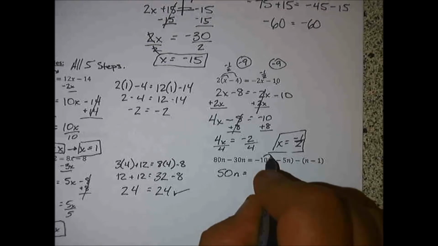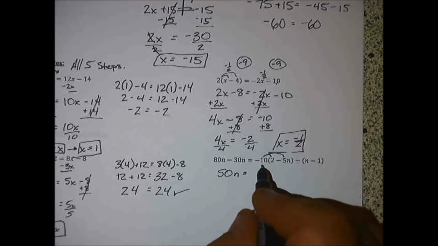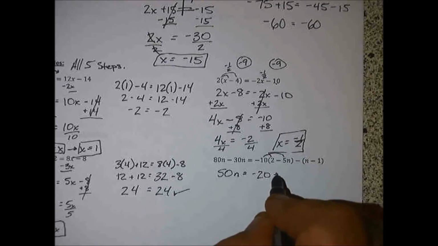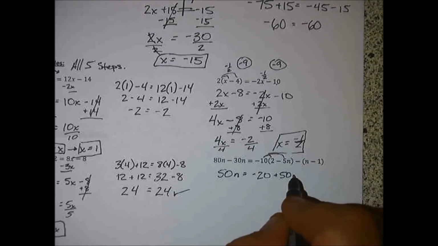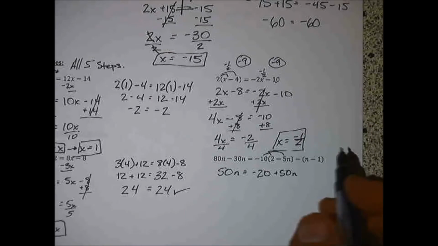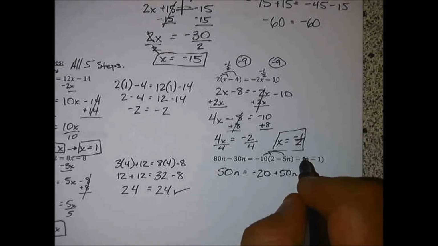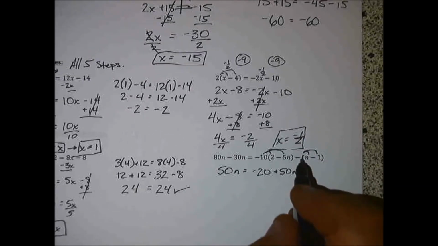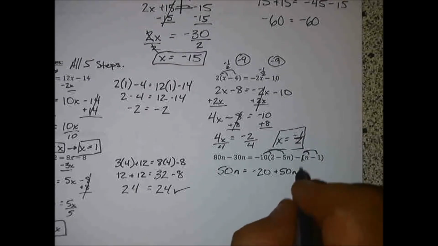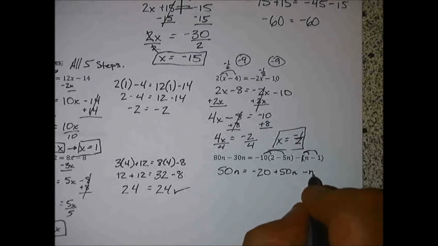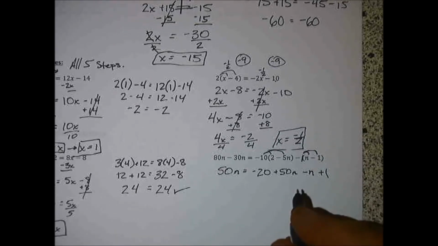Here I have a distributive property. Negative 10 times 2 is negative 20. Negative 10 times 5 is positive 50. And that term has an n on it. Okay. Over here I have a negative 1. Even though there's not a 1 there, it is a negative 1. Okay. Distributing a negative. So that's going to be a negative n and a plus 1.